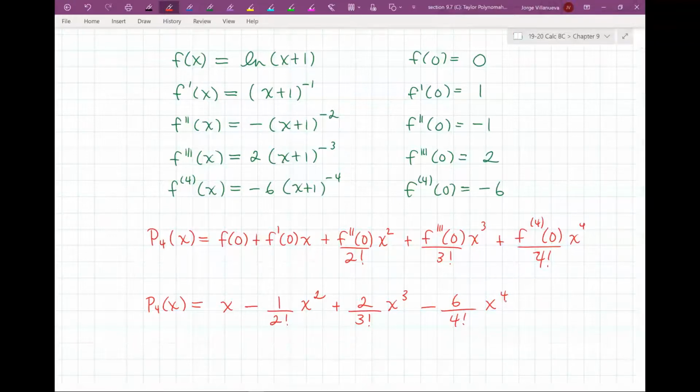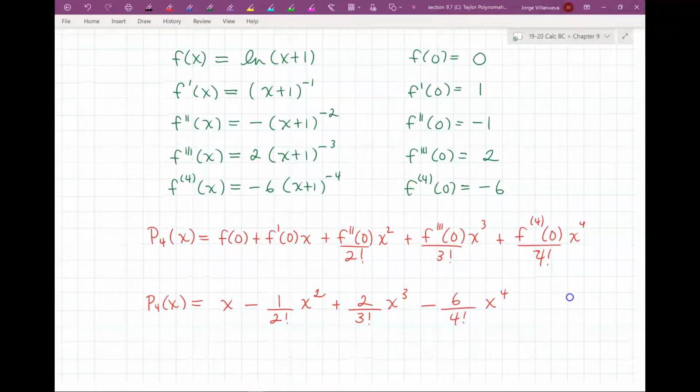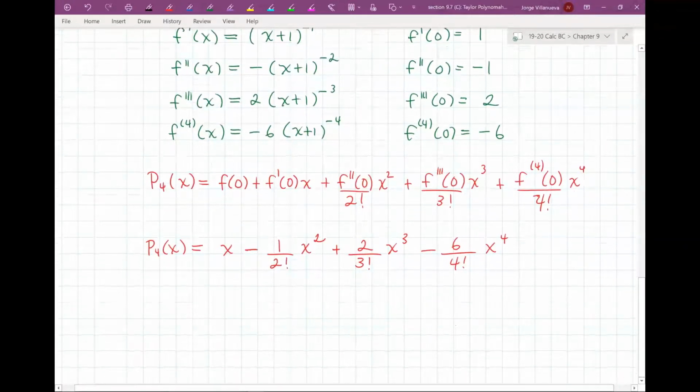Right? So I can simplify this a little bit. I can get rid of these factorials. It should be kind of easy. P sub 4 of x is x minus x squared over 2. Are we okay with that? The first one, just 2 factorial, 1 times 2, right? Notice 3 factorial is 3 times 2 times 1. So the 2's will cancel. It's just going to be a 3.